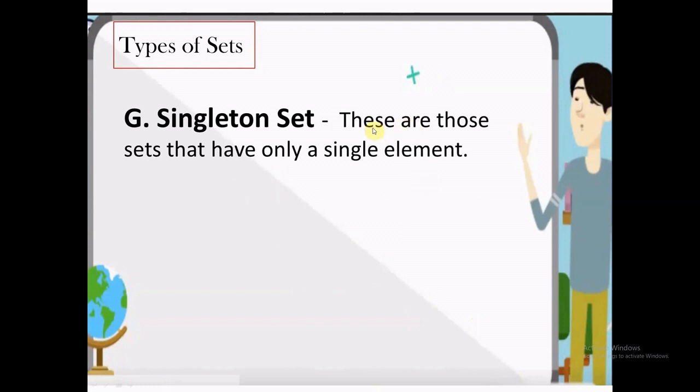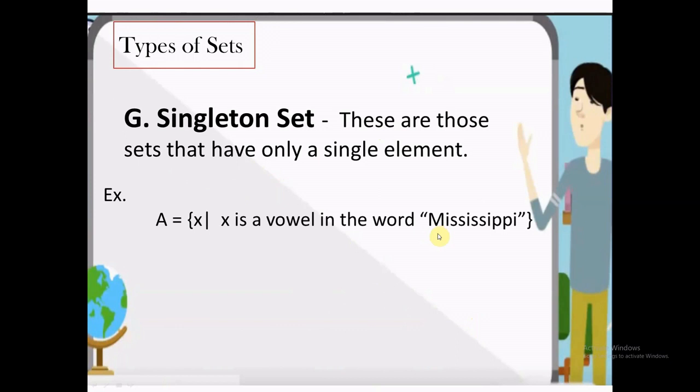Singleton set. These are sets that have only a single element. When you say single, it means only one. A is the set of all x such that x is a vowel in the word Mississippi. So we only have I. This is what we call a singleton set. Only one element.